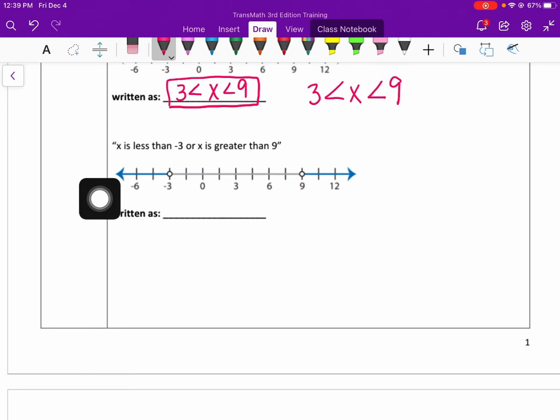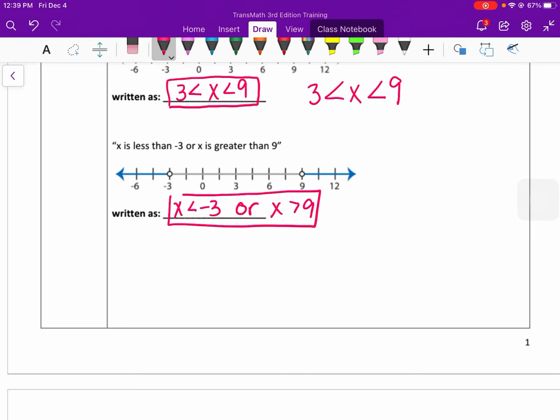This one is x is less than -3, or x is greater than 9. So for an or inequality, you just write the inequality separately for each. So x is less than -3, no equal to because we have the open circle again, or, and then x is greater than 9, open circle, no equal to. So that's how you write the or inequality.